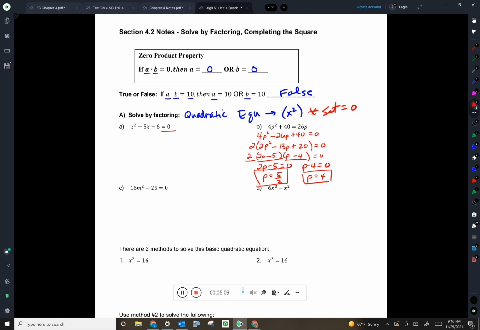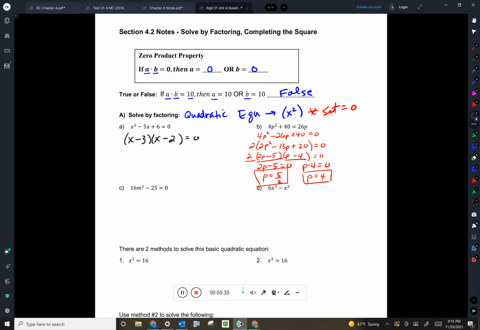Okay, so let's go back to letter A. Remember we said, first thing, make sure it's set equal to 0. Done. But then we said we're going to factor. So if I factor this side, I know I'm going to have the same sign, minus, right? I know it has to be x times x. And then in order to get 6, I'm going to go 3 and 2. Does that work? Does that give me the negative 5? Yeah, it does. It gives me negative 5x.